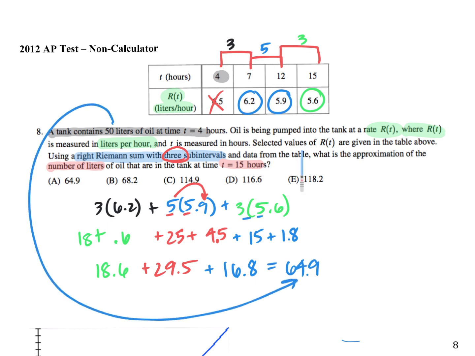They said, what is the approximation of the number of liters in the tank? And did it start with 50? Dang it. How annoying that this 64.9 is right there. You know what I mean? Like you did a right Riemann sum perfectly, but you didn't see that. So if I were you, as we read stuff, we've got to give it a circle so that we don't forget to throw it in.